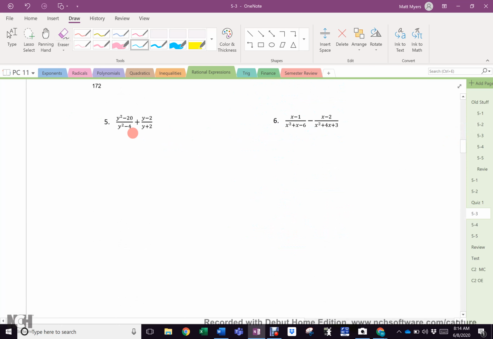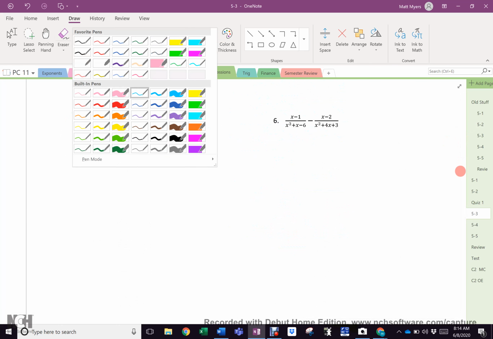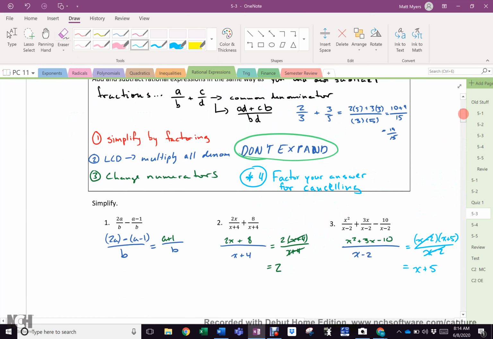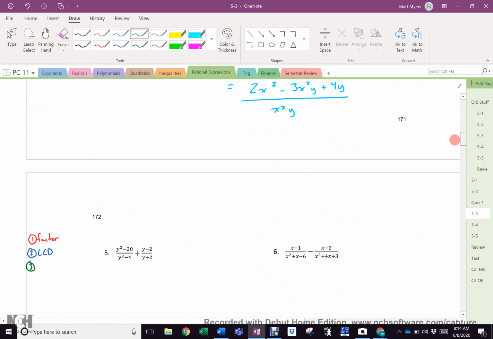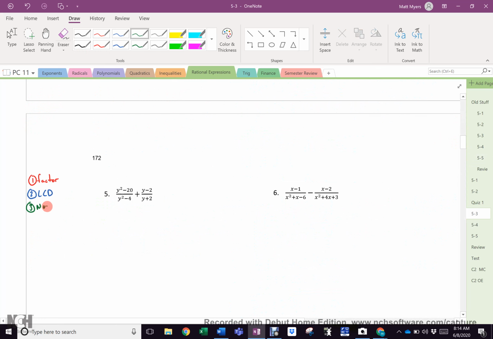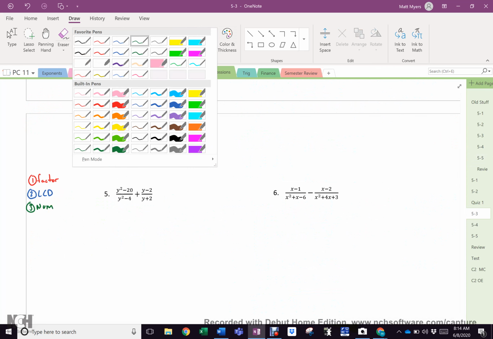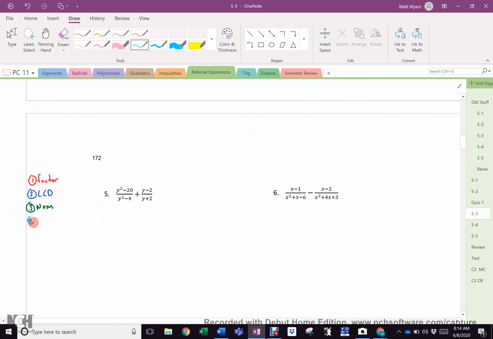Okay, now these ones are starting to get a little trickier. So the first step, and I can't remember the color scheme I used, I think I factored in red. So the first step, again, I'll remind you, 1 factor, 2 LCD, 3, make sure I got the colors right, numerators, and 4 factor again.